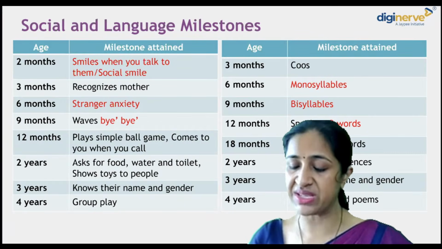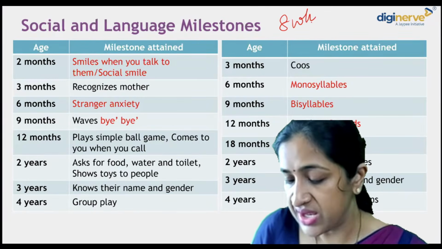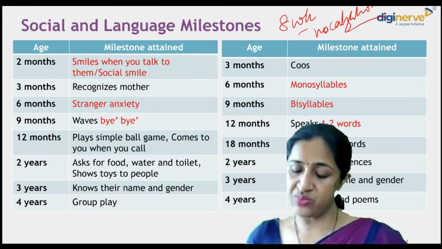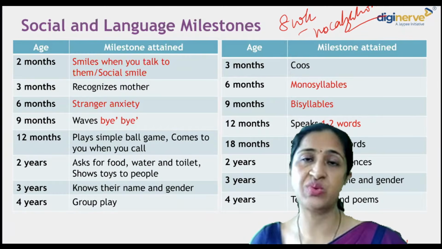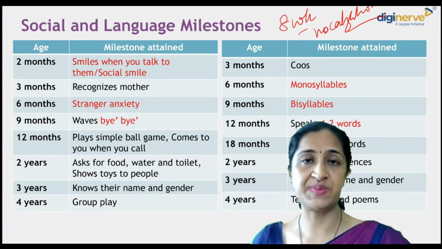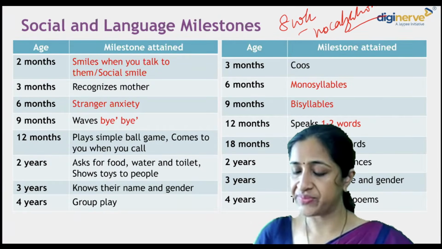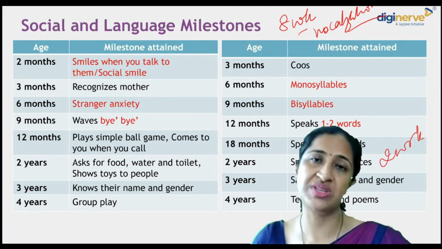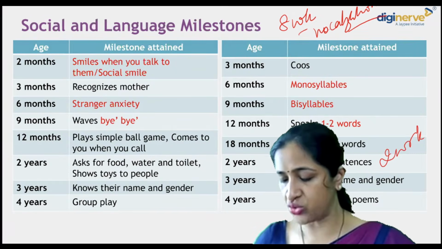In language milestones, 8 weeks is vocalization. 6 months monosyllables, 9 months bisyllables, 12 months 1 to 2 words, understands the meaning of no. By 18 months speaks 8 to 10 words. By 2 years, 2-word phrases. By 3 years, says their name, gender, knows their school name and all things like that. By 4 years, able to tell short stories and poems.